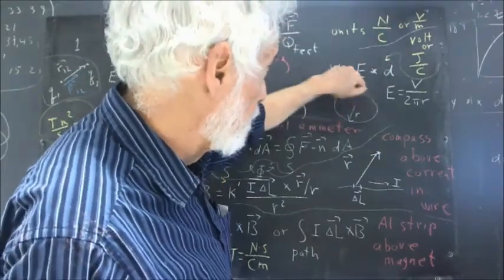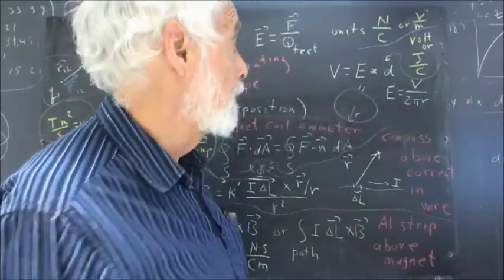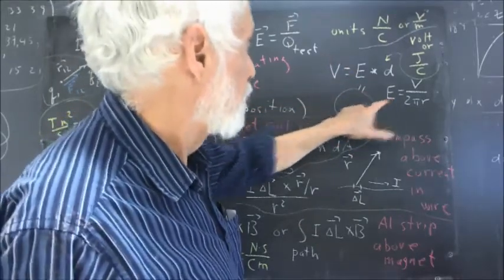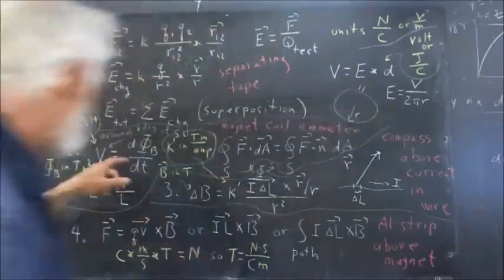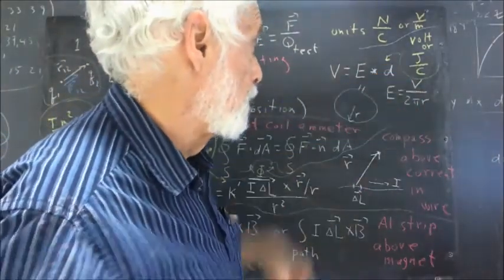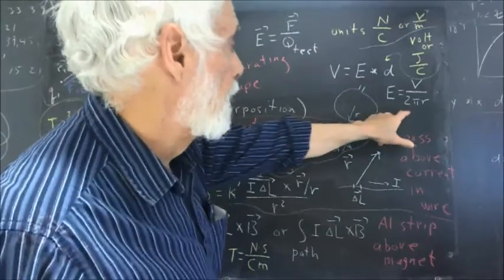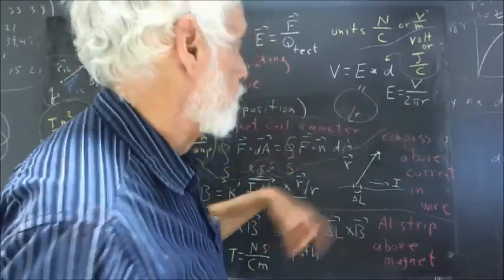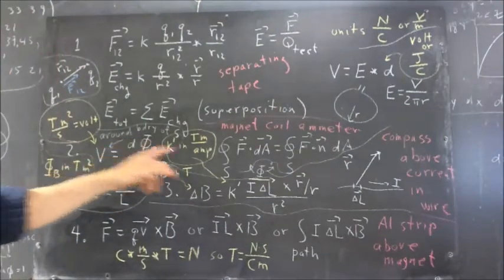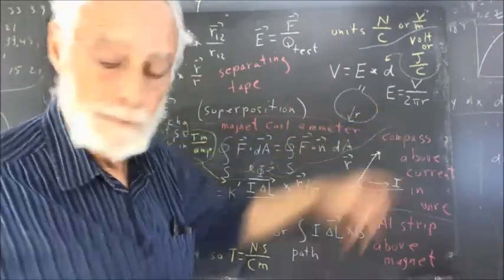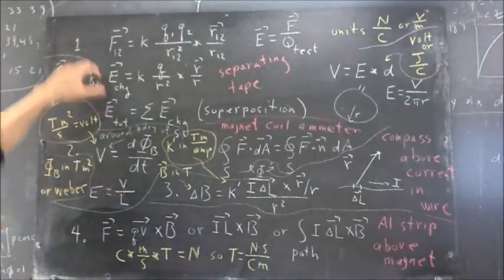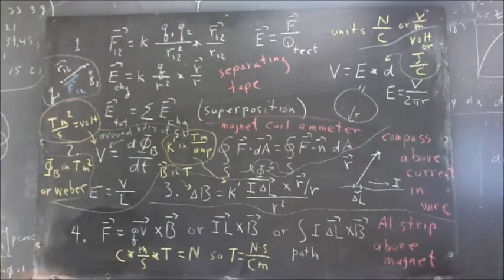What's the distance around this loop? 2 pi times the radius. So the electric field is voltage divided by distance. The electric field induced by this rate of change of flux is the voltage that we get, time rate of change of flux, divided by the length of the loop. So the point is that a changing magnetic field produces an electric field. So an electric field can result from a changing magnetic field, or it can result from a distribution of charges.